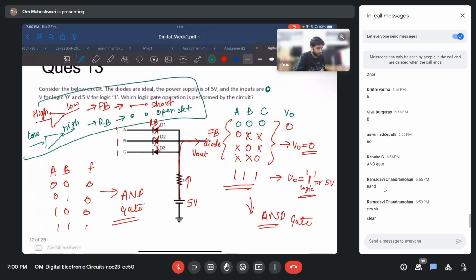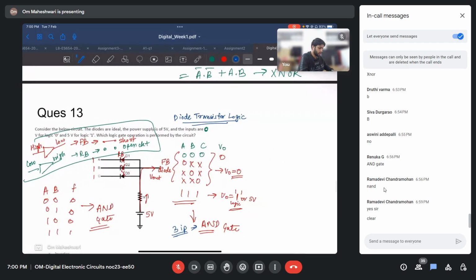This is the only thing that you have to remember. So this is called diode transistor logic. And we are making gates using this logic. Okay, so this is how we make a 3-input AND gate using diode transistor logic. Okay, so if this is clear, let us see the next question.